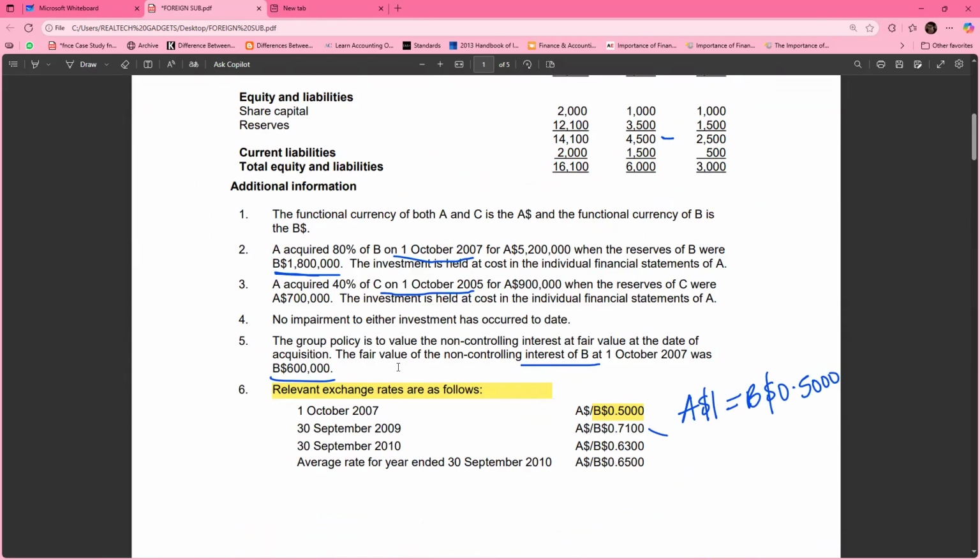So the NCI at acquisition is what? Look at additional information 5. The NCI at acquisition is 600. So that is the NCI at acquisition.